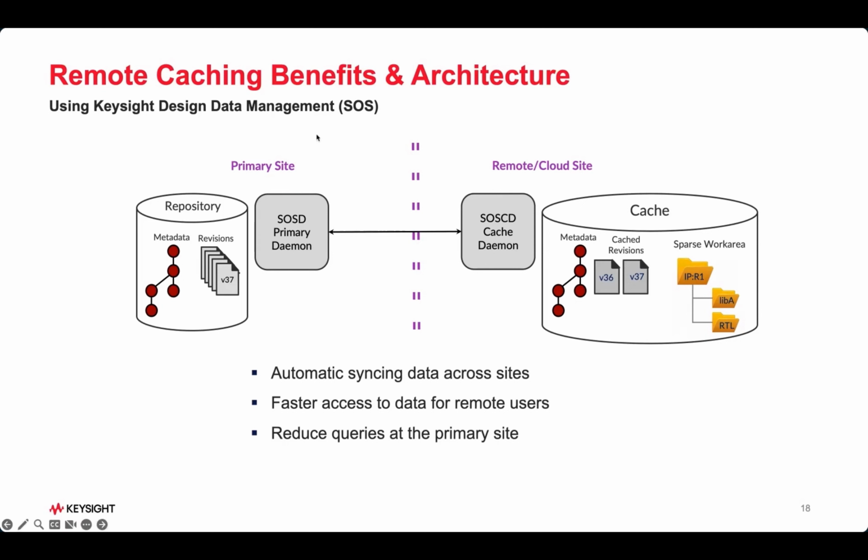Because the cache is intelligent in this case, it has this metadata being synchronized over. If the user says, show me the history of the schematic or show me the history of a particular object, it doesn't have to send that traffic to the primary side and wait for the response. It can calculate that information locally, and the response time for these queries is a lot quicker for the users as well.